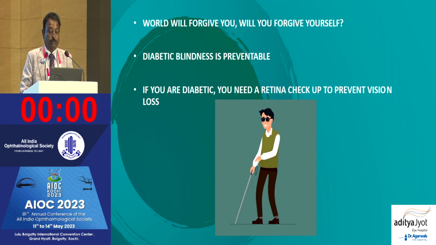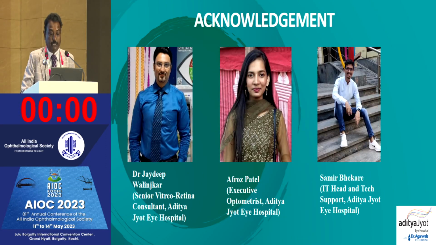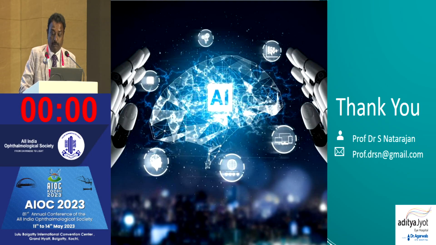This is the one which we made in the movie: the world will forgive you, but will you forgive yourself if you become diabetic blind? Diabetic blindness is preventable. If you are diabetic, you need a retina checkup to prevent vision loss. Thank you to my team, and thank you very much for the opportunity, Arvind.